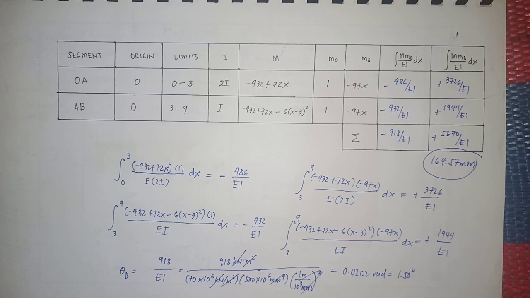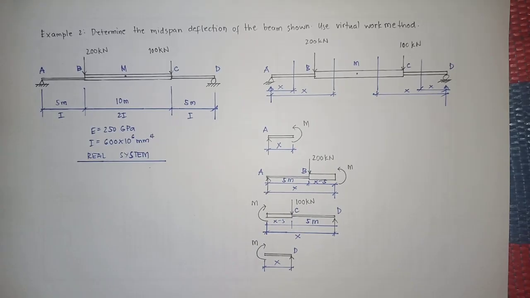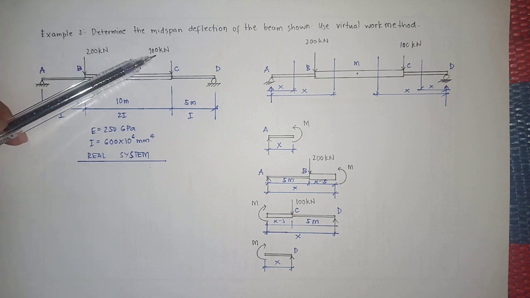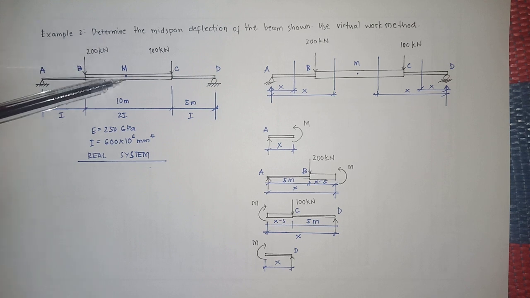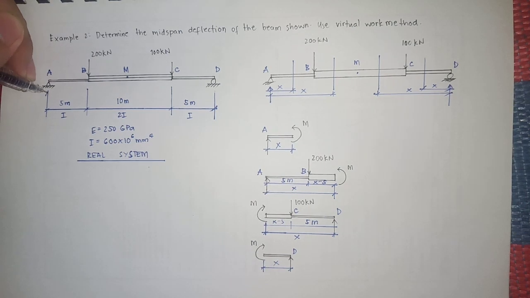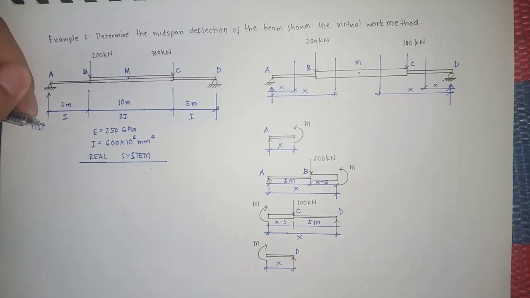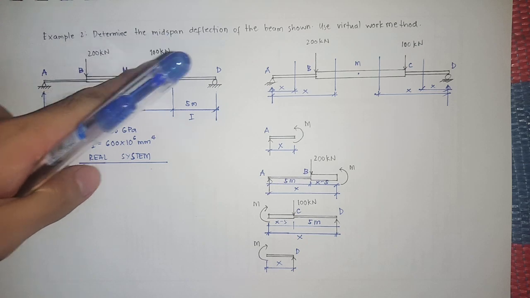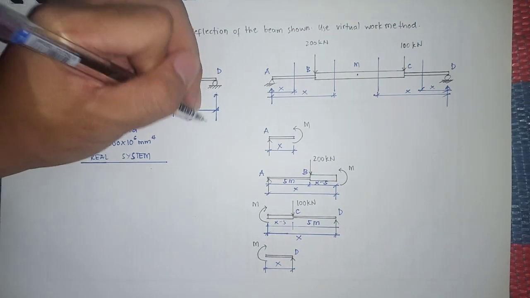So we have our second example to be next. For our second example, determine the midspan deflection of the beam shown. Use virtual work method. So we have a 200 kN load here and 100 kN load here. Ito yung gitna na midspan. So by statics, kunin natin yung reaction. 200 times 15 over 20 plus 100 times 5 over 20. That is equal to 175 kilonewtons. So 200 plus 100, 300 minus 175. This is 125 kilonewtons.